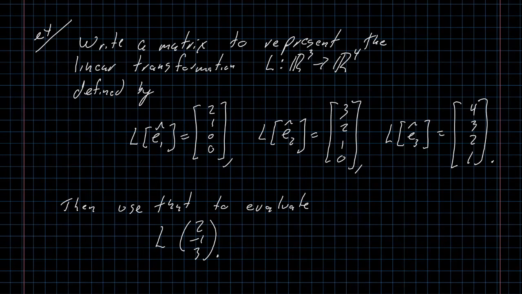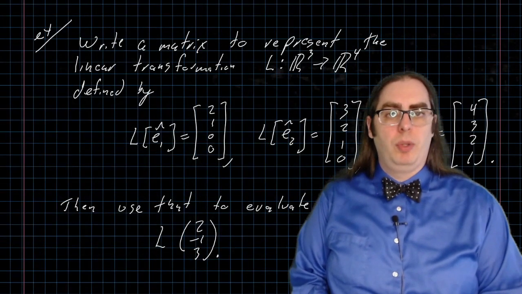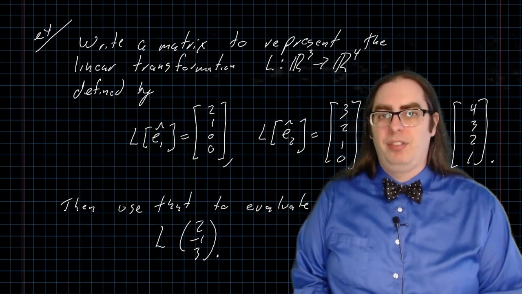All right. And I'd like you to take a couple of minutes and work through this. Write a matrix which represents this linear transformation, and then use that matrix to evaluate the transformation on the point 2, -1, 3. All right. Take a couple of minutes, see what you can do with that one, and I'll see you in the next video.